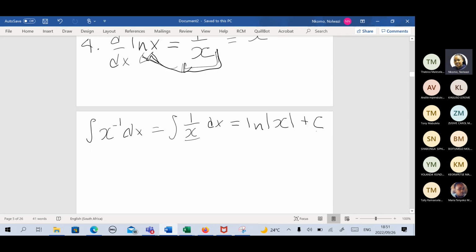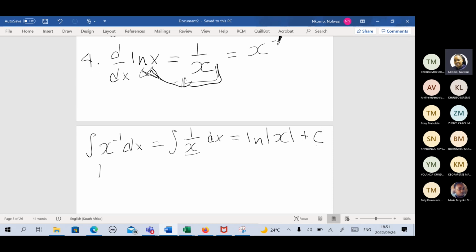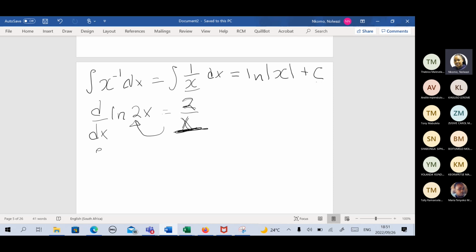Now, remember for integration, if we are asked to differentiate, let's say, ln 2x, it will give you 2 over x, right? Meaning, if we integrate this, you should get this. Meaning, if we integrate 2 over x dx, you should get ln 2x, right?